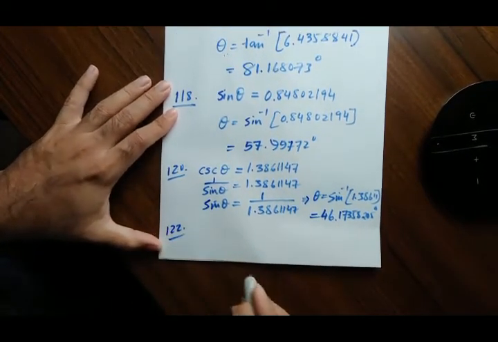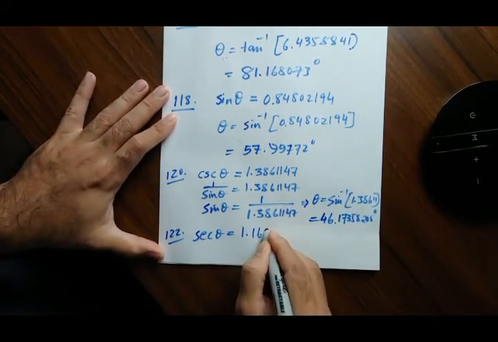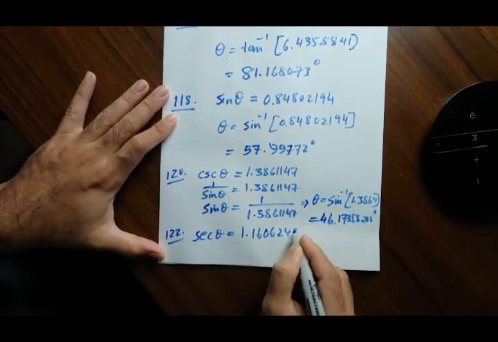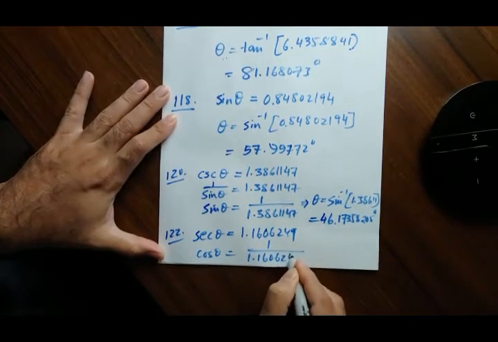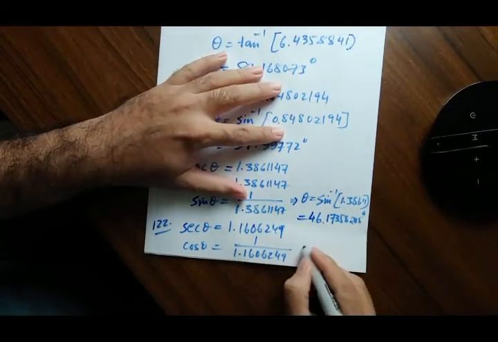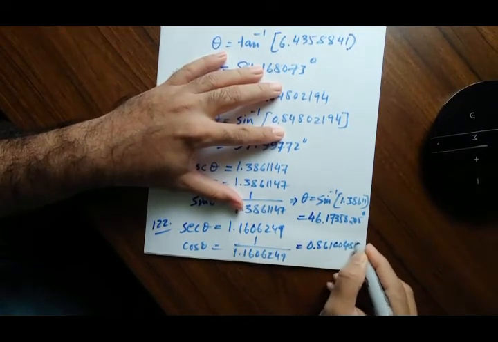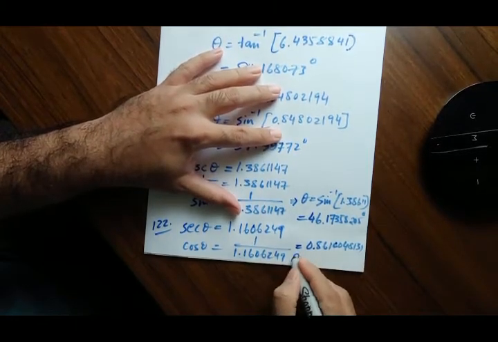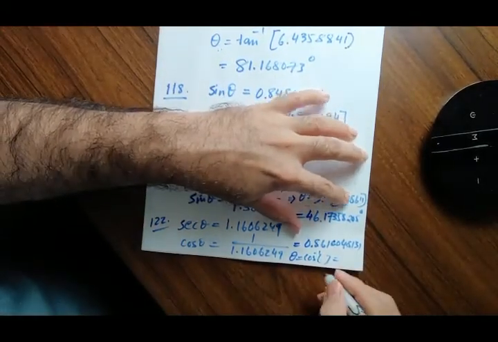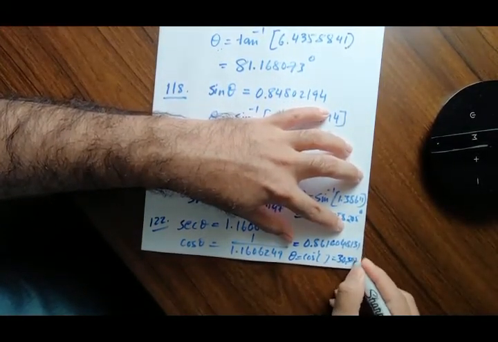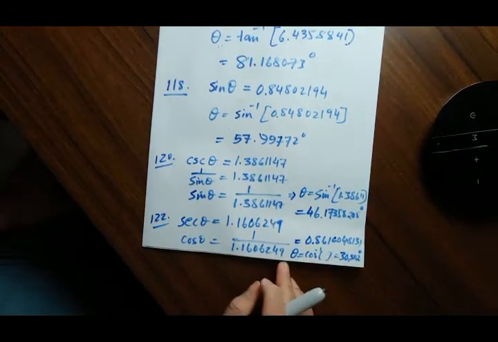Similarly, 122, secant is 1.1606249. So this is 1 over cosine. So cosine will be 1 over 1.1606249. And that number is 0.86160483131. And if you take the cosine inverse of that number, you will get 30.502 degrees. So that's pretty much part 2 of section 5.3.